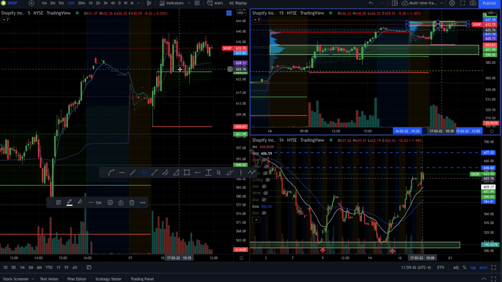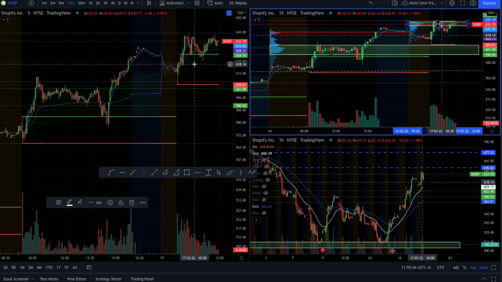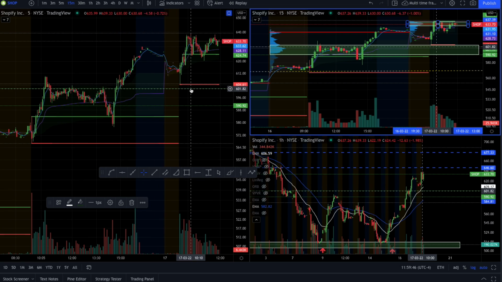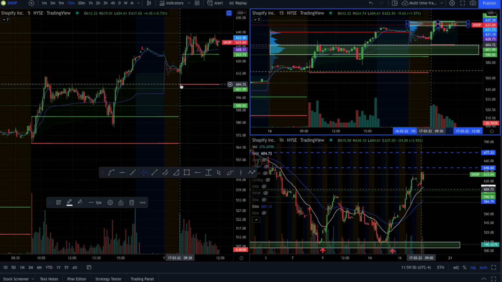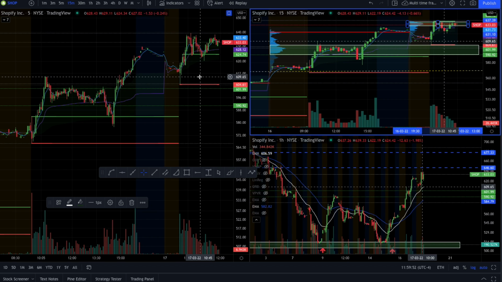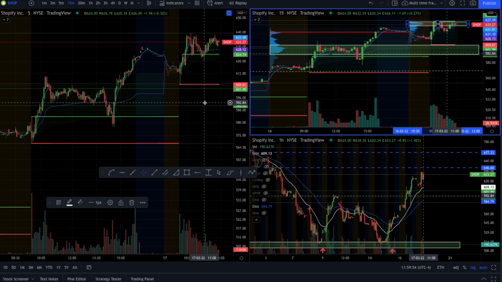The only way to exit a trade is if it fails your stop loss. So you have to have a stop loss. Like my stop loss is way down here at 585 because I got in about here at this push up. So if it comes down and hits my stop loss, I'll exit.